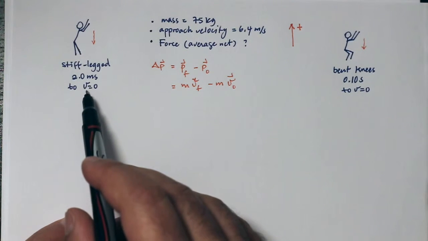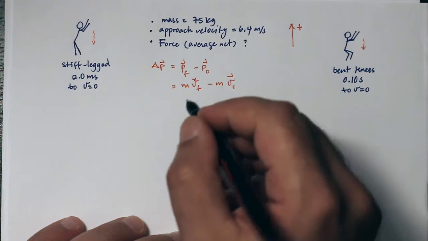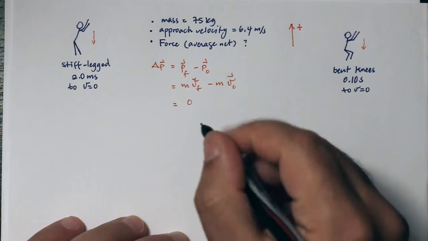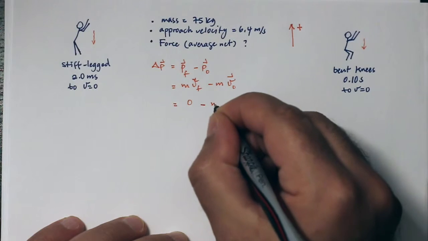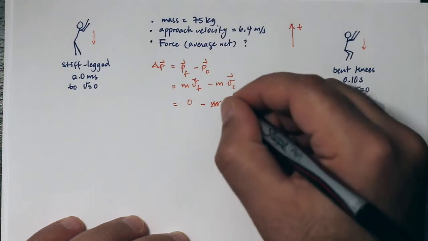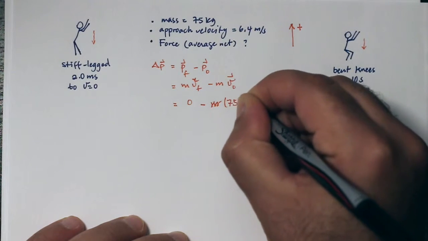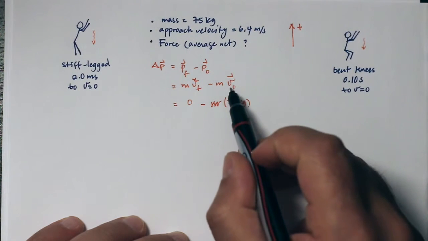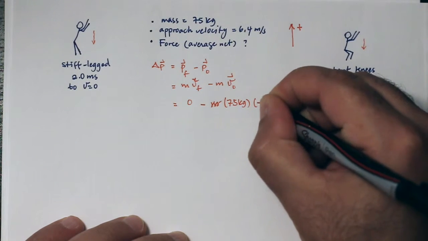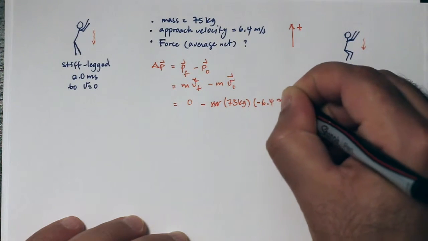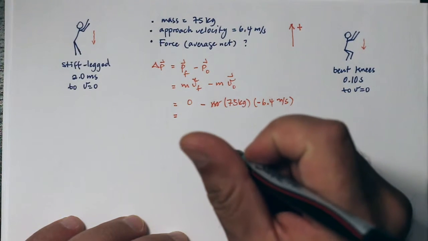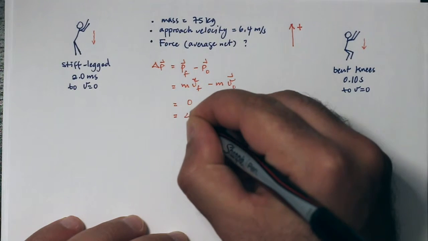And the final velocity, the person comes to a halt in both cases. So in both cases, the final momentum is 0, because the final velocity is 0. And in both cases, of course, the mass of the person, I can just sub that in. So that's 75 kilograms. In both cases, the initial velocity is 6.4 meters per second down, so that's minus 6.4 meters per second. And if you work that out, you'll find that this is 480.